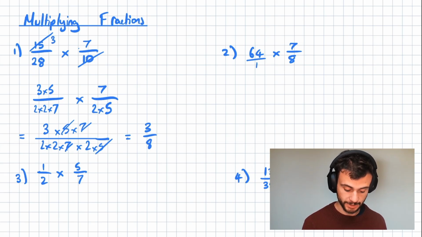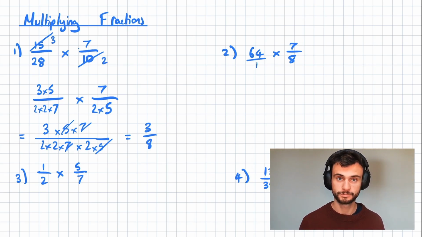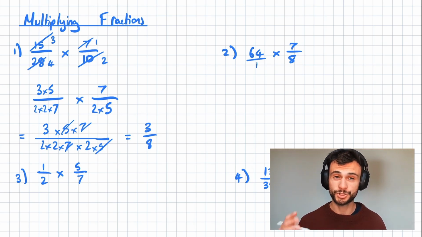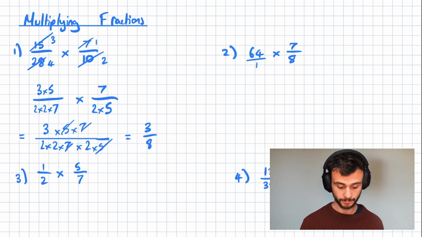15 divided by 5 is 3. 10 divided by 5 is 2. 28 and 7, we could divide 7 by 7 to get 1, 28 by 7 to get 4. Again, it's really helpful if you can just see the common factors between smaller numbers, see that two numbers are both a multiple of the same number and divide through by that number.